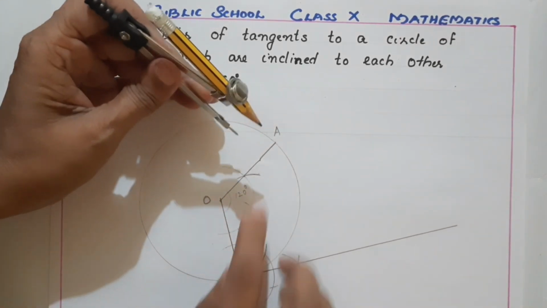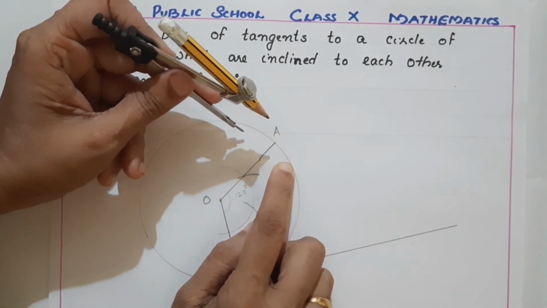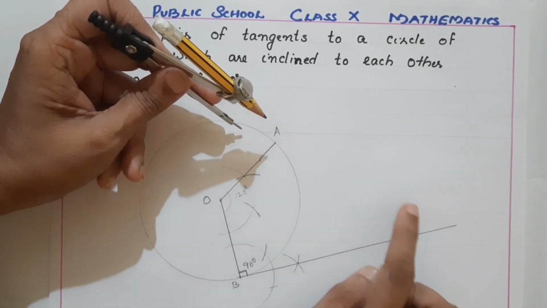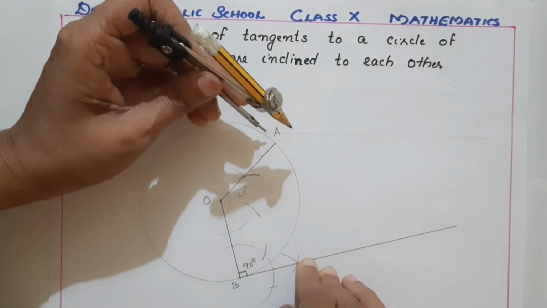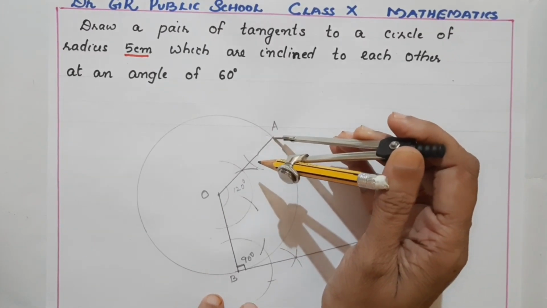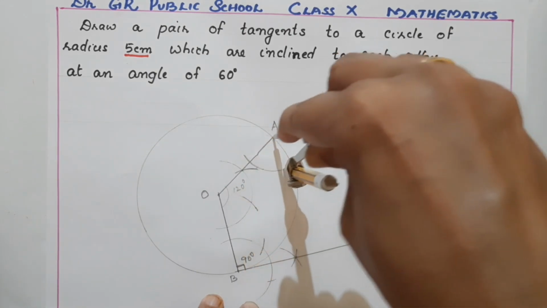Let's start from A. Here we need first 60 degree arc, then 120 degree arc. Then we have to draw the tangent, 90 degree ray. Fix the compass at A and draw arc like this.